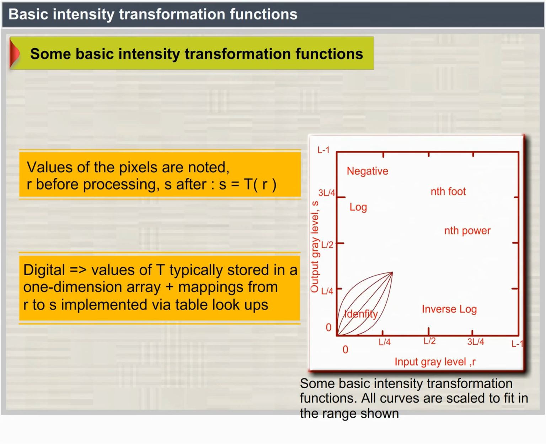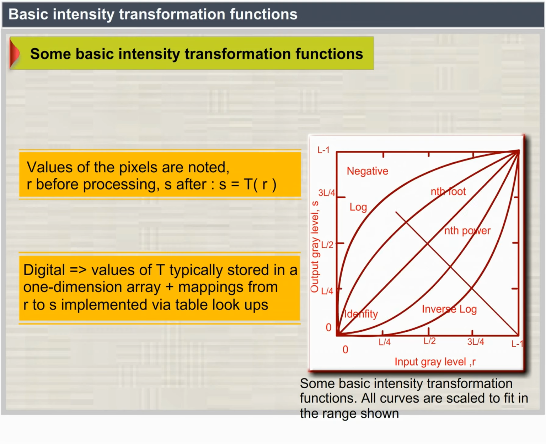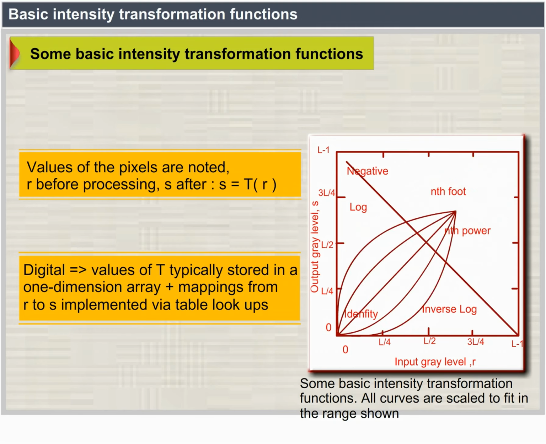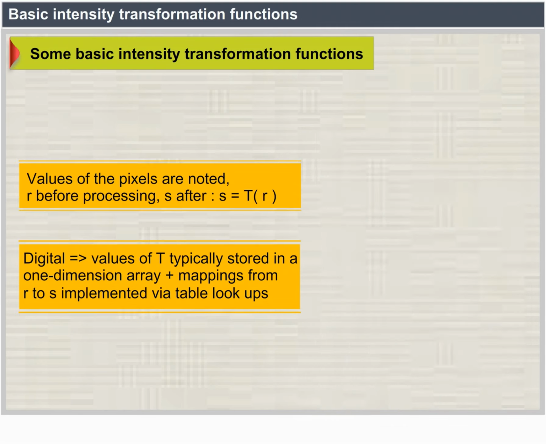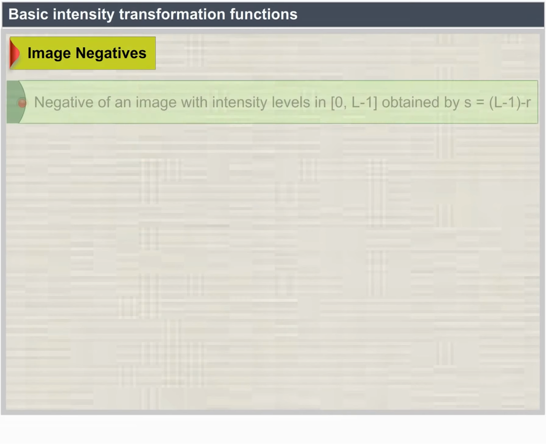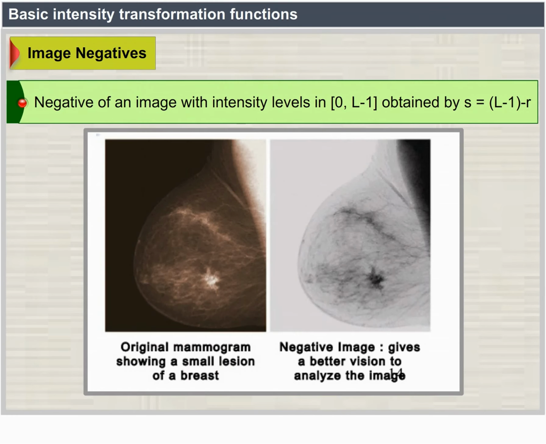Some basic intensity transformation functions. All curves were scaled to fit in the range shown. Image negatives: the negative of an image with intensity levels in [0, L-1] is obtained by s equals L-1 minus r.